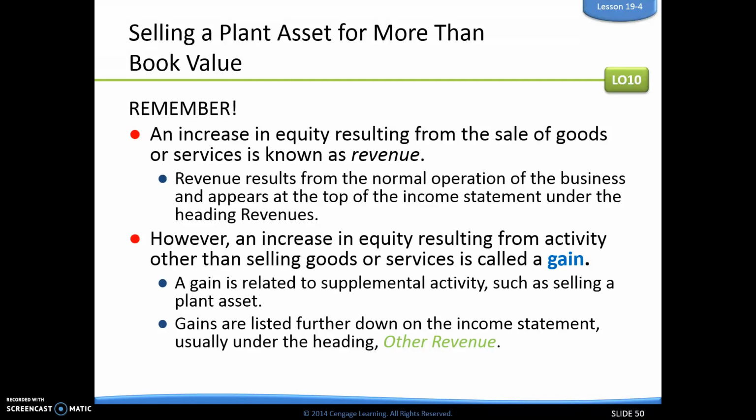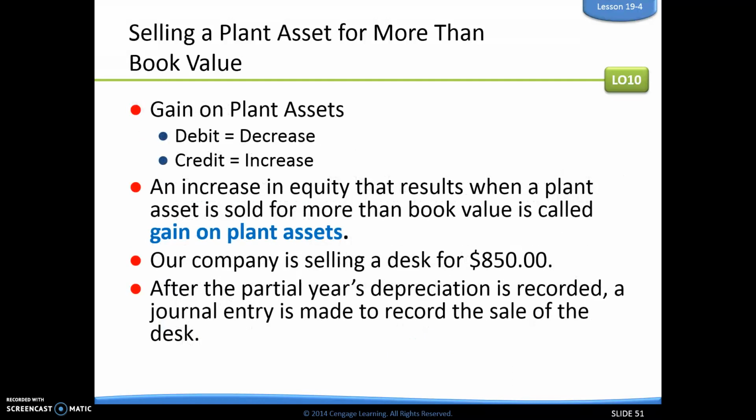However, we can also get increases in equity from activities other than selling goods or services, and we call that a gain. A gain is usually related to supplemental activities, like when we sell a plant asset. Gains, however, are listed farther down on our income statement, usually under the heading Other Revenue. So when we have a gain on a plant asset, that's going to be a new account that goes under Other Revenue. It increases with a credit and decreases with a debit. So again, any increase in equity that results when a plant asset is sold for more than book value, we call that a gain on a plant asset.